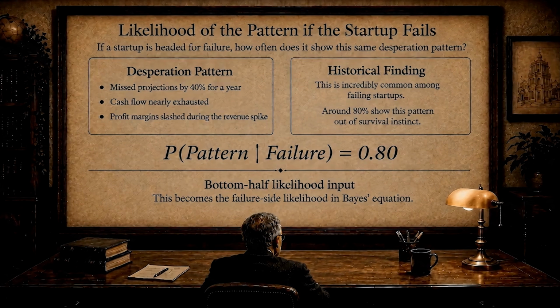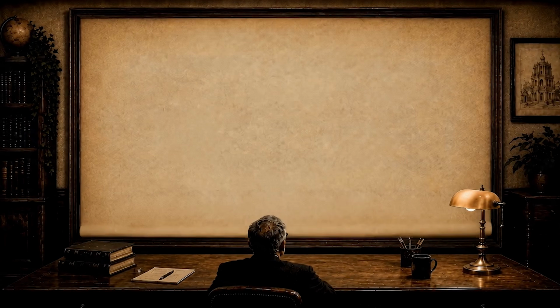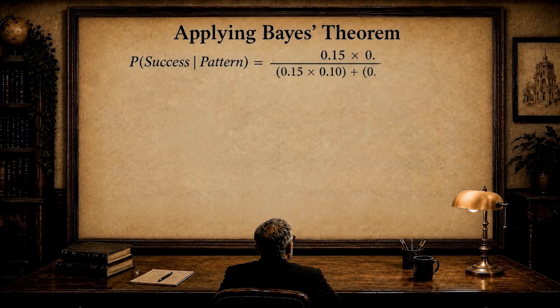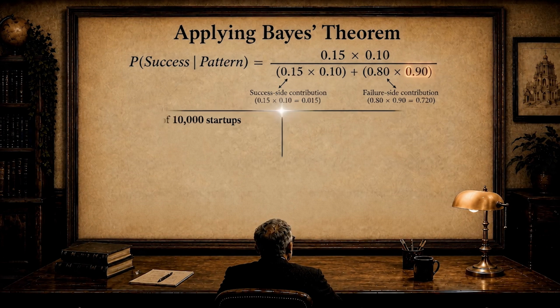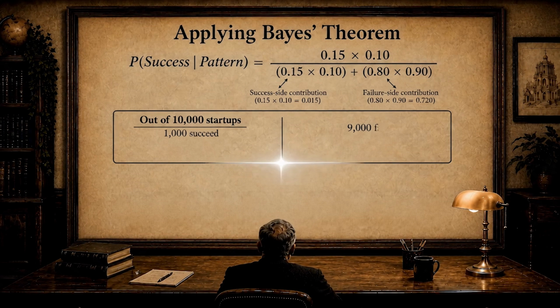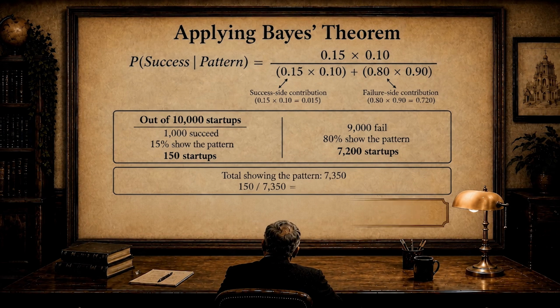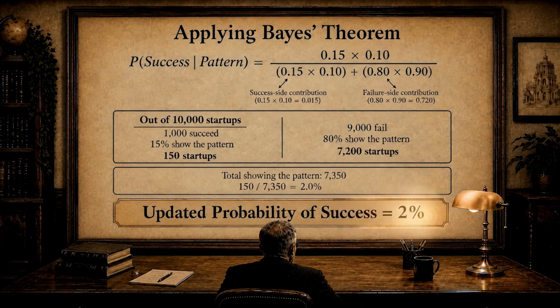Now let's plug this back into the Bayes theorem. Based on your hypothetical data, out of 10,000 historical startups, 1,000 will succeed. 15% of them show this pattern. That is 150 startups. 9,000 will fail. 80% of them show this same pattern. That is 7,200 startups. In total, 7,350 startups will walk into your boardroom pointing to this exact same beautiful soaring chart, and since only 150 of them actually go on to succeed, you divide 150 by 7,350. Now your updated probability of success is just under 2%.